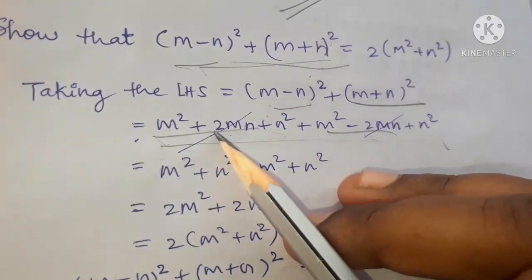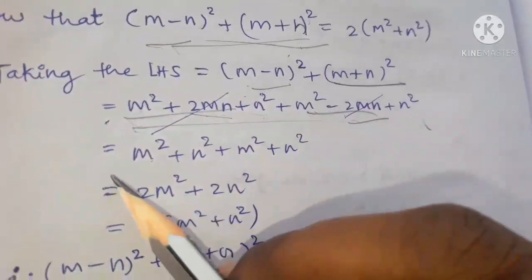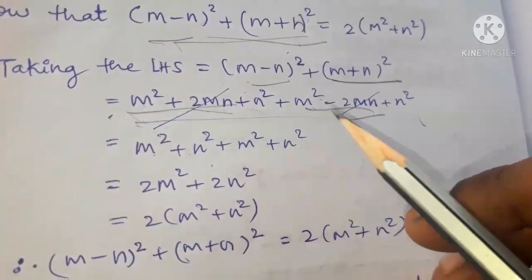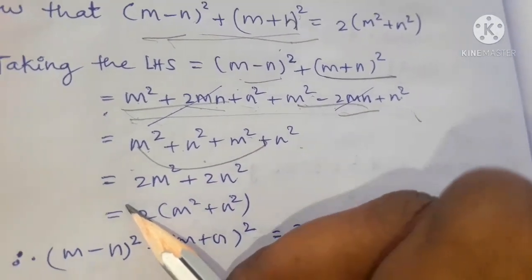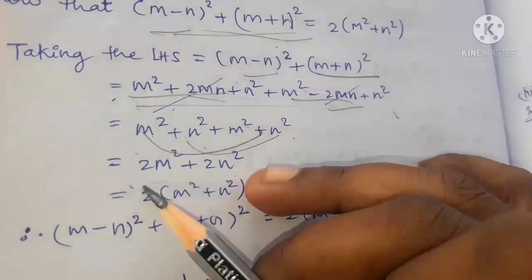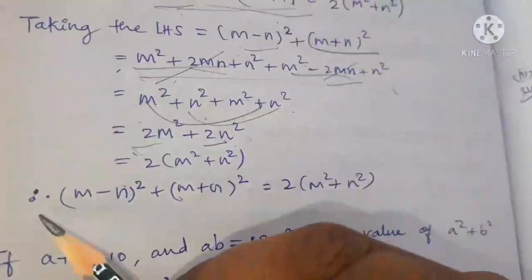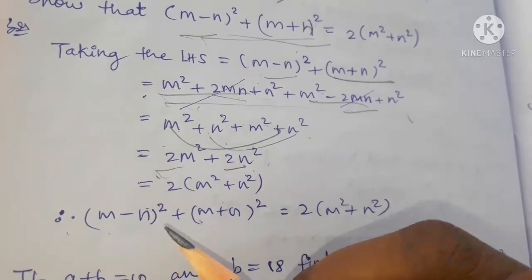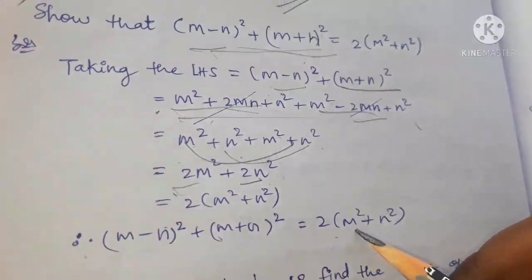Now 2mn and minus 2mn get cancelled. You will get m square plus n square plus m square plus n square, which is 2m square. You will just keep it aside and 2n square will keep it aside. Now 2 is common in this, take it out. 2 into (m square plus n square).